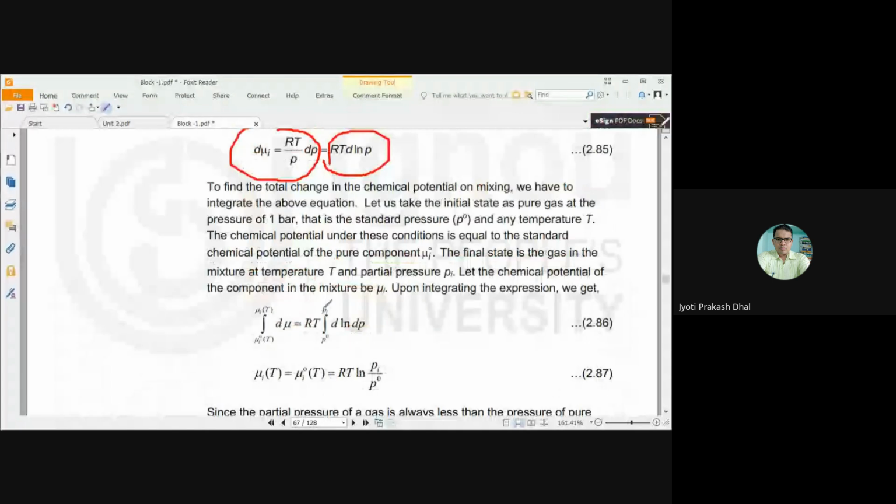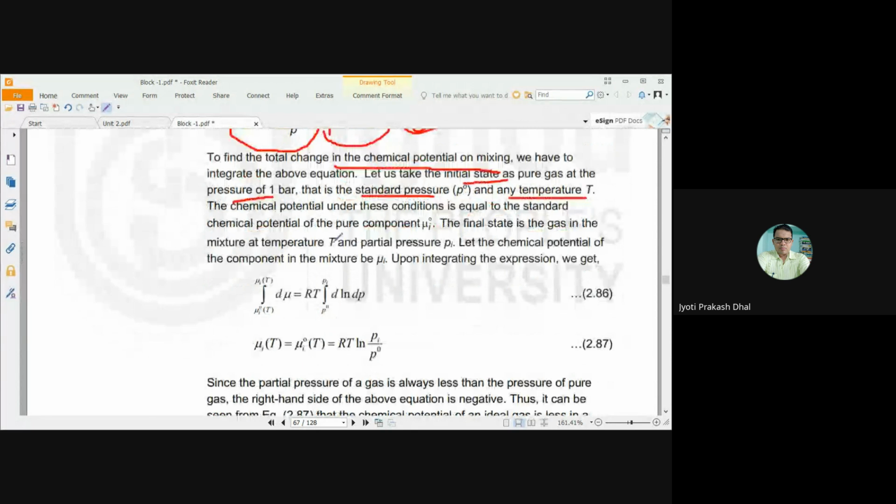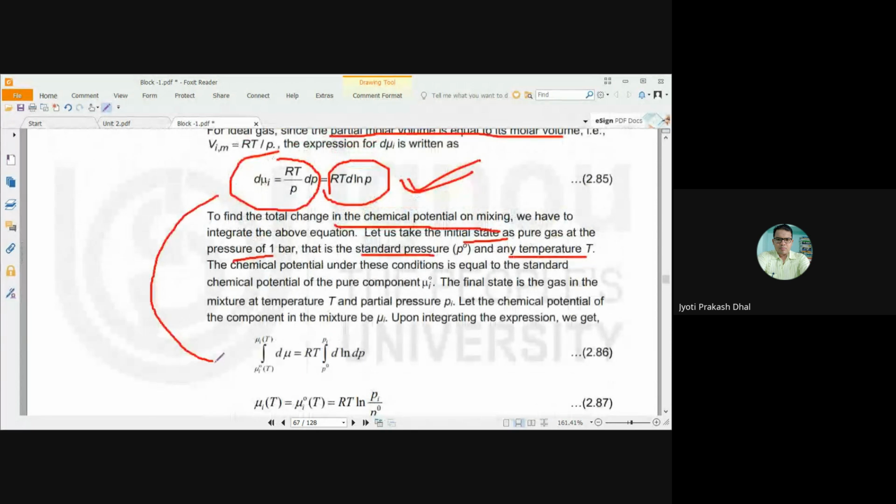To find the total change in chemical potential due to mixing, we have to integrate the above equation 85. If we integrate equation 85, we will find out the total change in chemical potential due to mixing of the different gases. Now let us take the initial state as pure gas having pressure 1 bar, that is the standard pressure P naught, at any temperature T. Then integrating the above equation, we will use the proper limits.